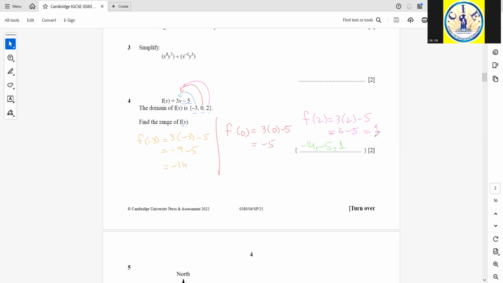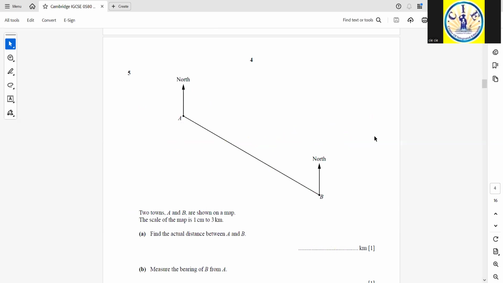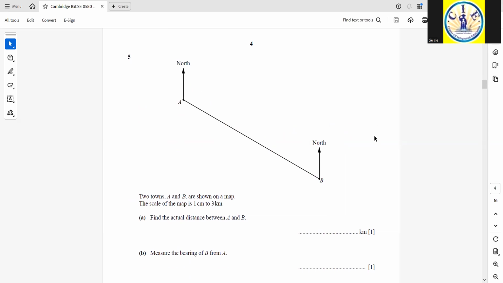Okay, now I move to question number 5. Two towns A and B are shown on a map. The scale of the map is 1 centimeter to 3 kilometers. That means if there is a line of 1 centimeter, that would be representing an actual distance of 3 kilometers on the actual ground, and so on. Find the actual distance between A and B.